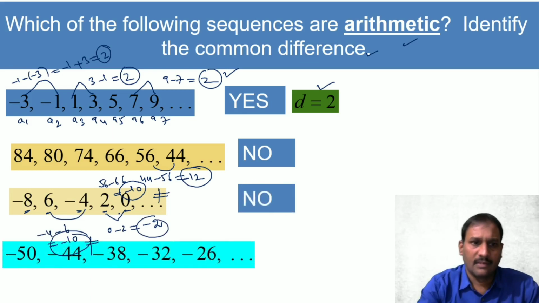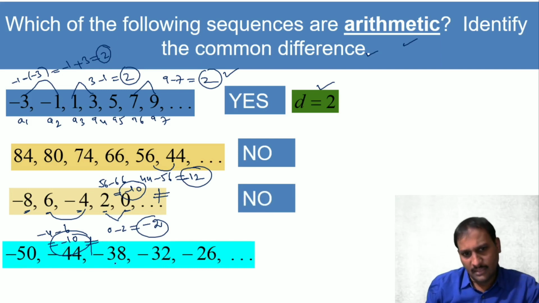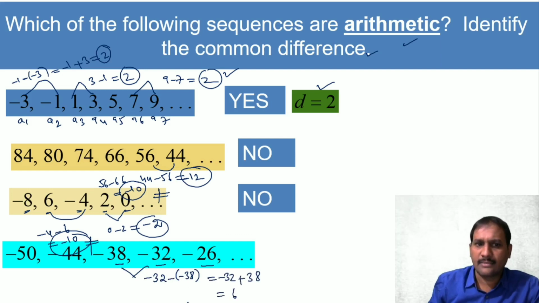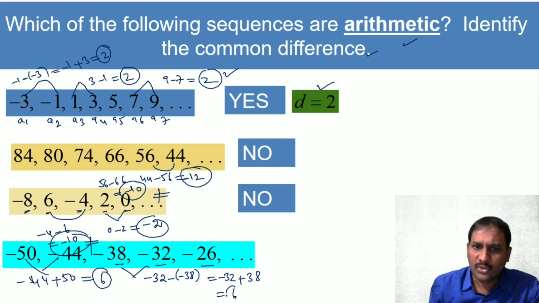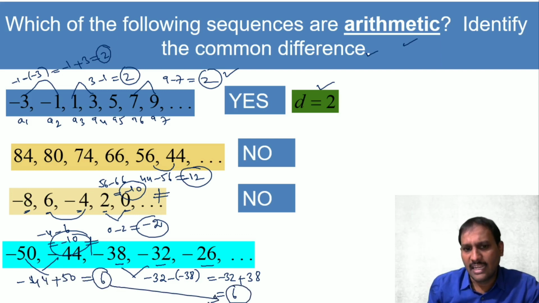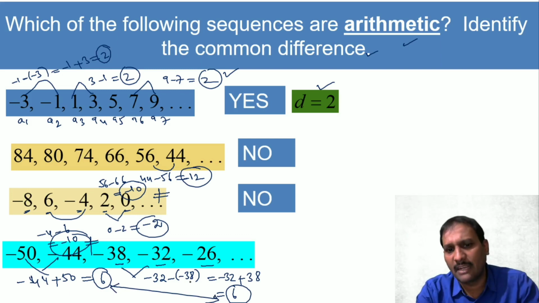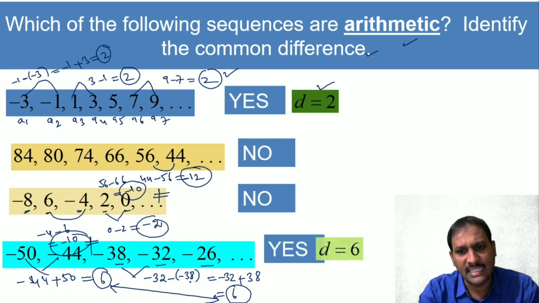Next, minus 50, minus 44, minus 38, minus 32, minus 26. You take any two terms: minus 32 minus of minus 38, that is minus 32 plus 38, that is equal to 6. And you take these two, minus 44 minus of minus 50, that is also equal to 6. So the difference between any two consecutive terms is the same, and that is equal to 6. Therefore, it forms an arithmetic progression and the common difference is 6.